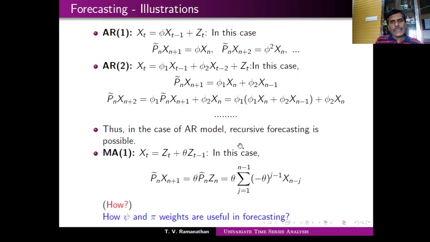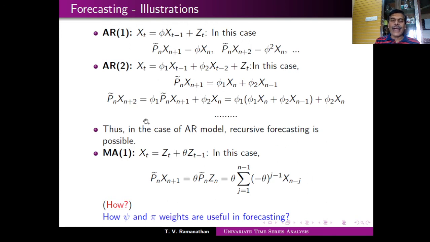Now this is called recursive forecasting, because even if the lead time is L, you cannot directly go to N plus L. So you have to get N plus 1, N plus 2, N plus 3, and then you have to get N plus L. So the linearity helps you subsequently because the expectation goes through in the linear structure very easily.